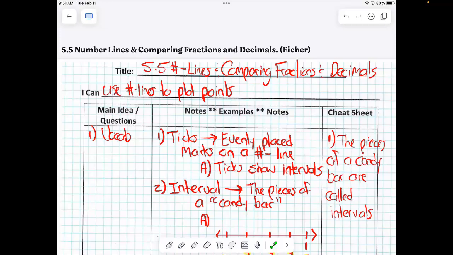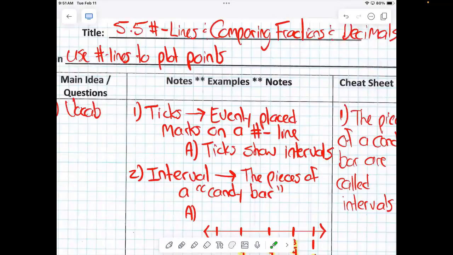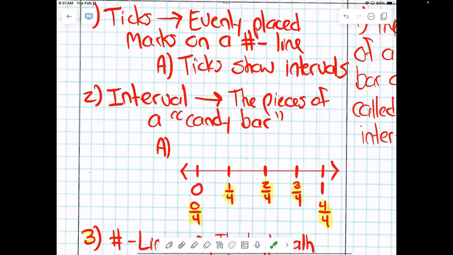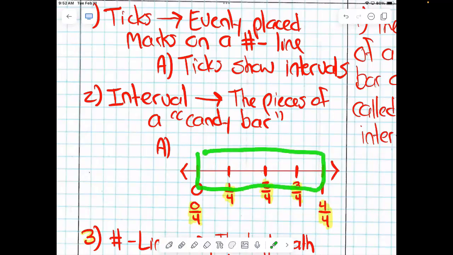5.5, number lines and comparing fractions and decimals. Can you use number lines to plot points? You guys know what tick marks are already, right? What is the area between the tick marks called, everybody? Say again. If this is my number line and this is my candy bar, and I have 3 tick marks between my 0 and my 1, what did I just break that candy bar into? How many pieces? 4. 1, 2, 3, 4. We good with that? Yes. So 4 intervals, yes? Yes.